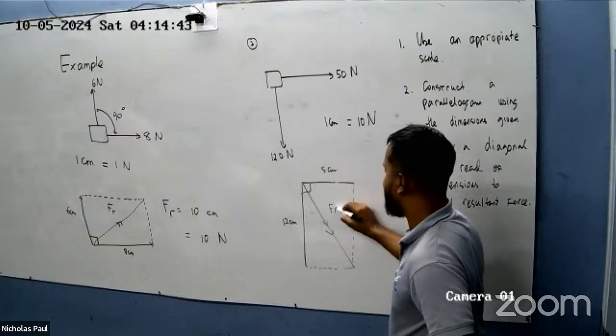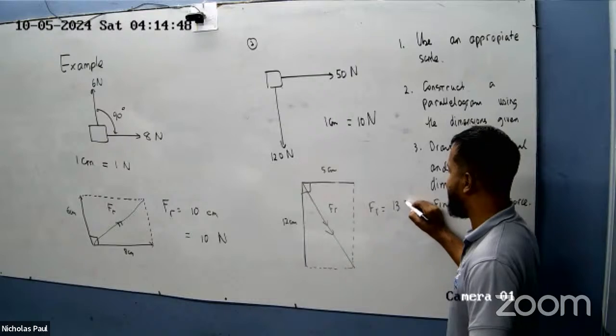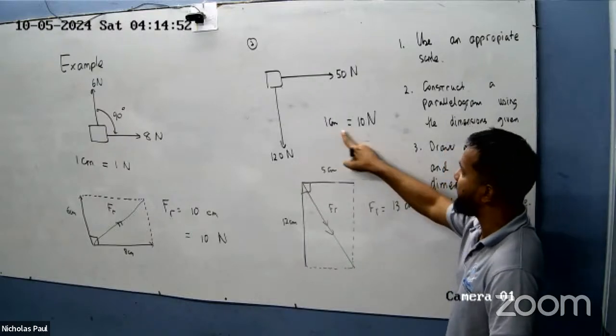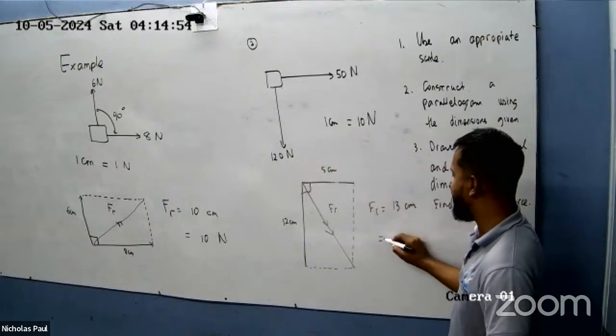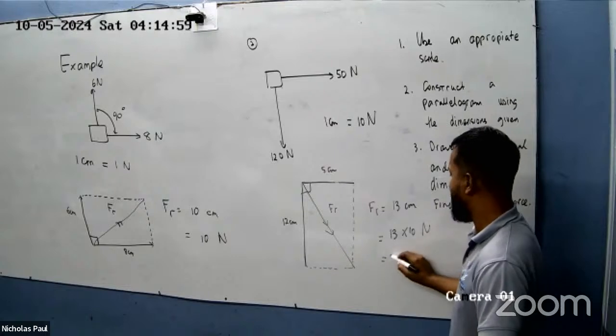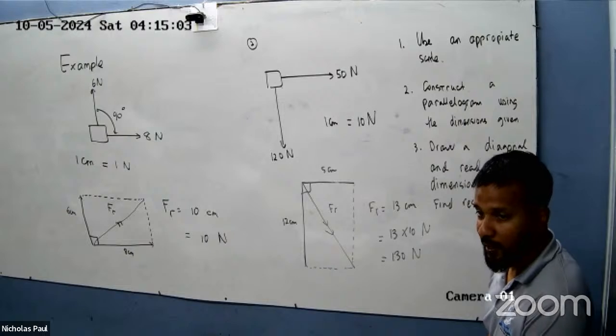That's the resultant force. If you do it properly, your resultant force is 13 centimeters. 1 centimeter is 10 newtons, so 13 centimeters is 13 multiplied by 10 newtons, which is 130 newtons. You okay with that? Nice.